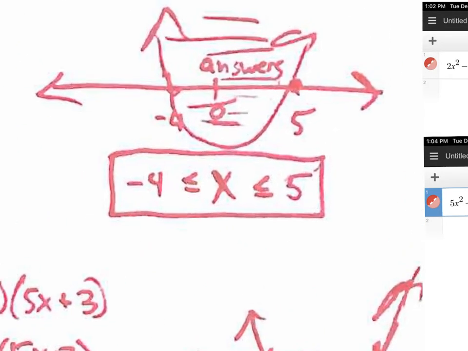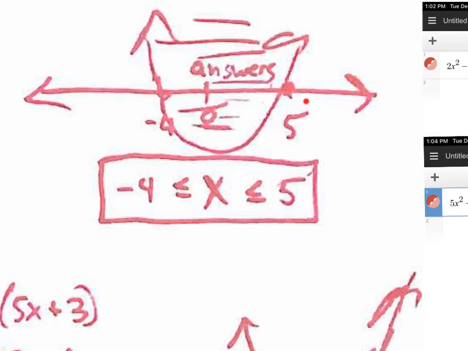So if you just focus in on the x values, the x number line, the answers are between -4 and +5. That's why you put the -4 on this side, the +5 on this side, and x, the answers, in the middle. And you put the appropriate less than or equal to symbols. That's a very long process.